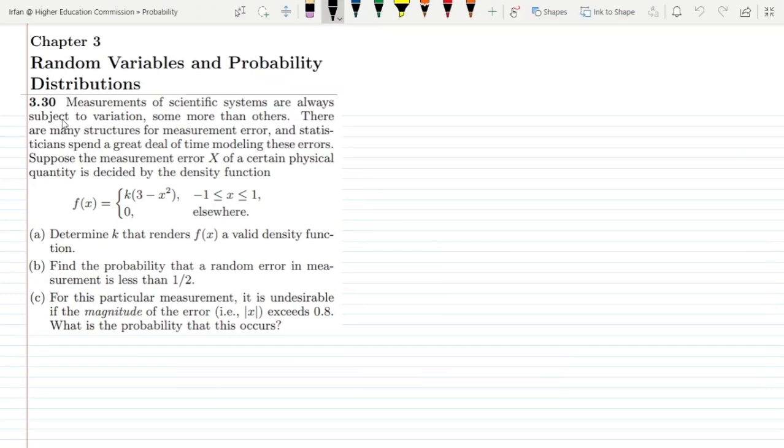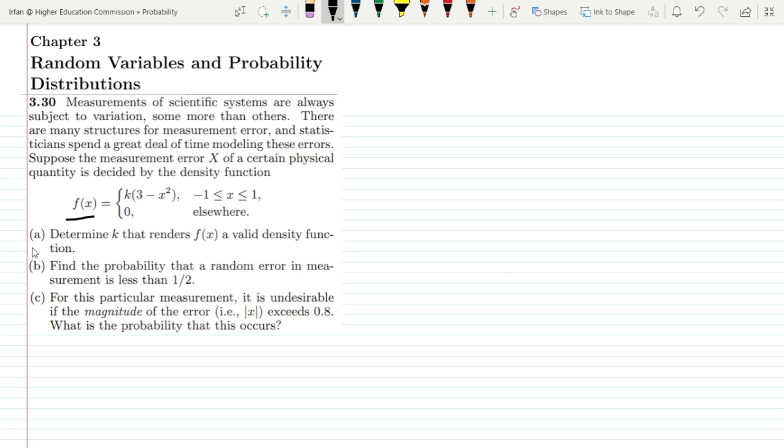So this is question 3.30, and today we are going to discuss it in the context of random variables and probability distributions. The statement is: measurements of scientific systems are always subject to variation, some more than others. There are many structures for measurement error, and statisticians spend a great deal of time modeling these errors. Suppose the measurement error x of a certain physical quantity is determined by the density function given here as f of x, which lies between -1 and 1, and 0 otherwise.